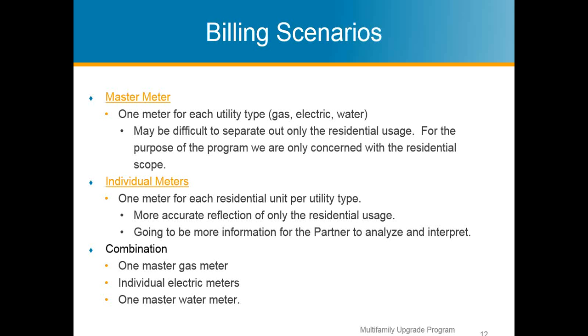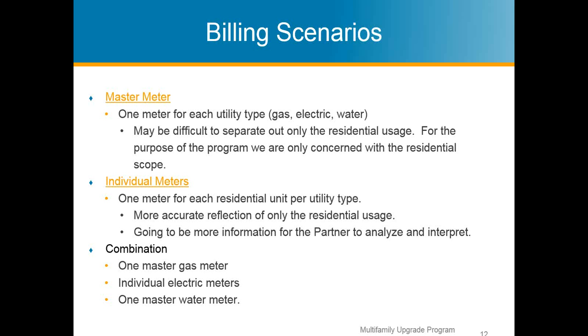So if you have, in this case, 48 units, the individual meters would be 48 gas, 48 electric, and if they had 48 individual water meters as well, every unit gets their own one. Now that one's definitely a lot easier to analyze if it's just residential you're looking at, because in the program we're just looking at the residents, right? So that's the information we really want to get to.